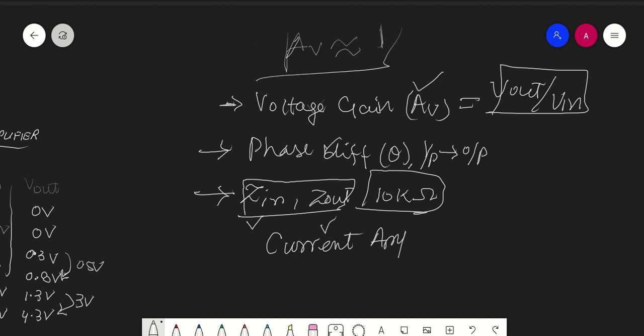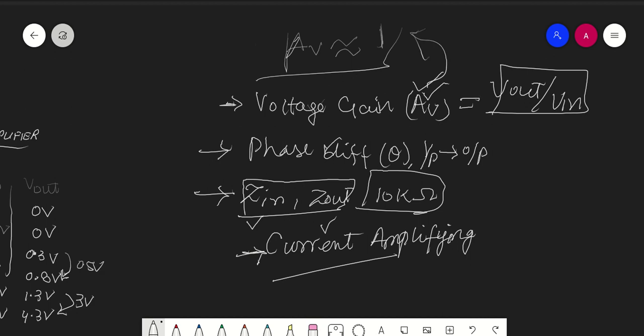Earlier too, we saw that one of them was amplifying the voltage and also inverting it. The second one was just amplifying the voltage. Current was the same, but in this one, the voltage is not being amplified, but the current is amplified. You have to see for yourself how much the current is amplified. But still you have to find AV, which should be close to 1.